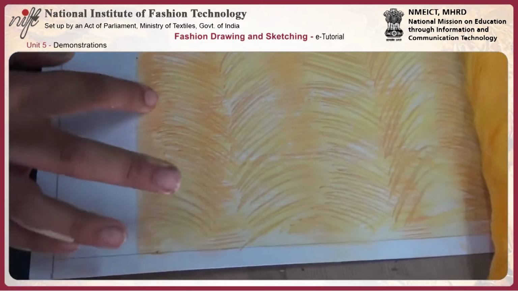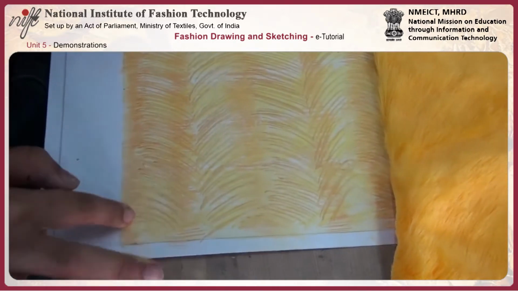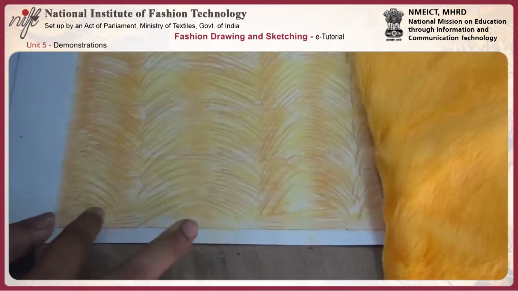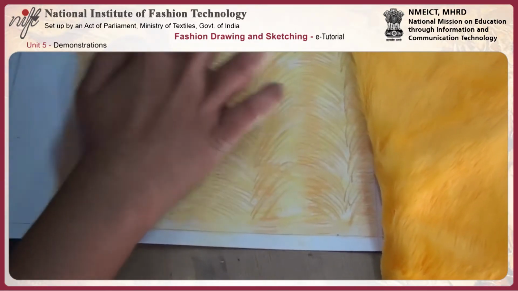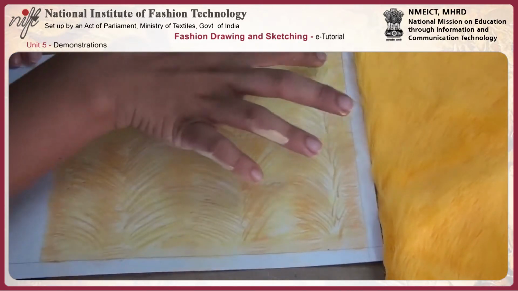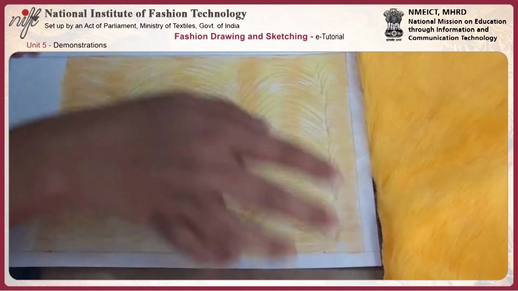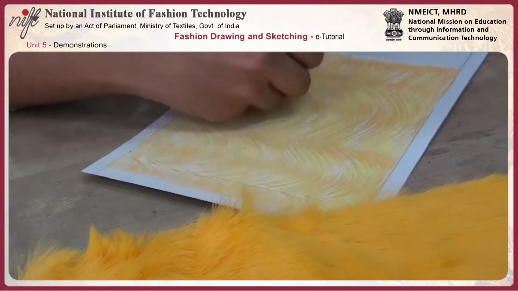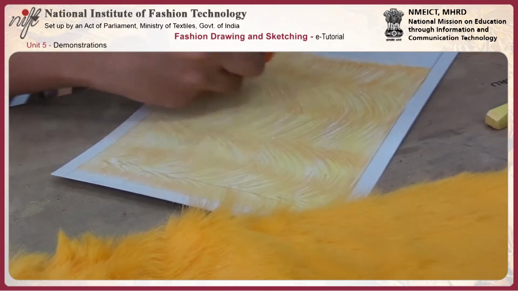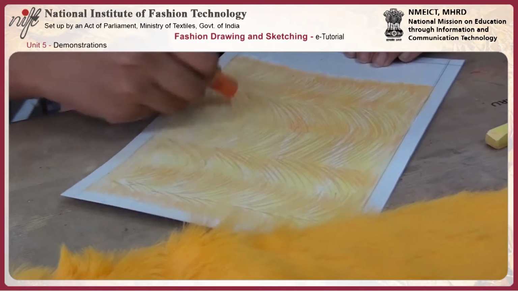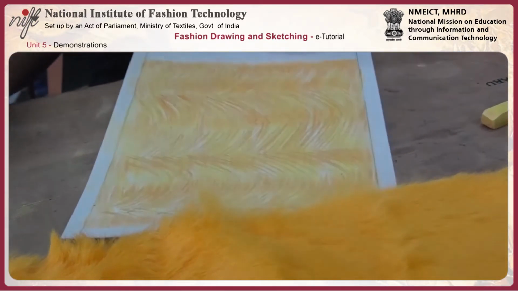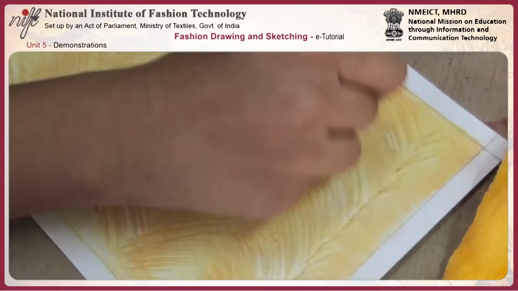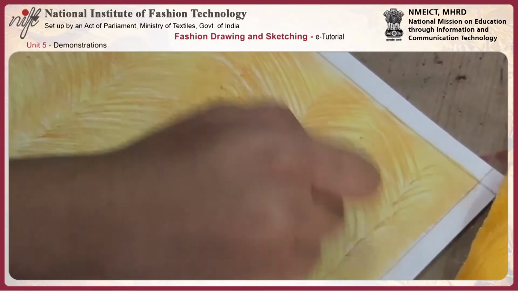Watch how the illustrator is using finger to mix the light yellow and orangish shade. One must be very careful to also show the light and shadow variations in the rendering to resemble the actual fabric.